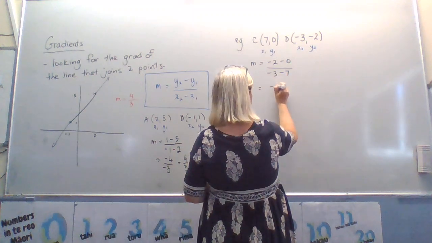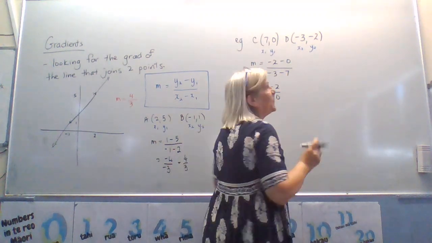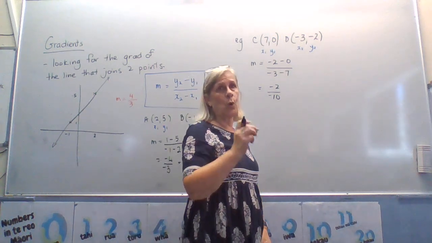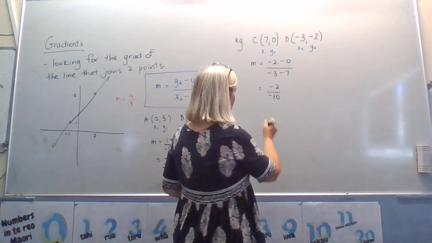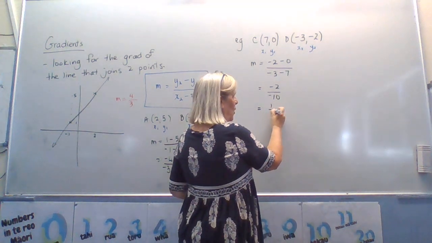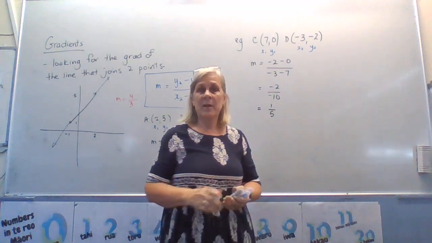Negative 2 take away 0 is negative 2. Negative 3 take away 7 is negative 10. If you can't cancel fractions, use your calculator or don't do it. Okay? But we definitely cancel the negatives. It's 1 over 5 if I cancel it in my calculator. Pretty easy.